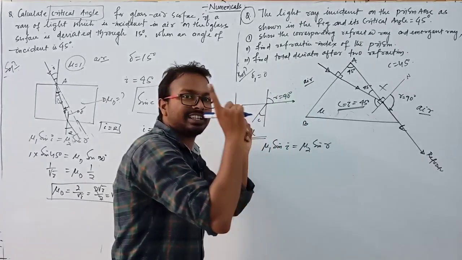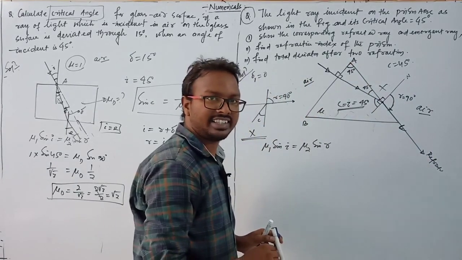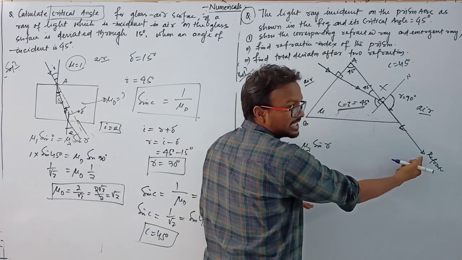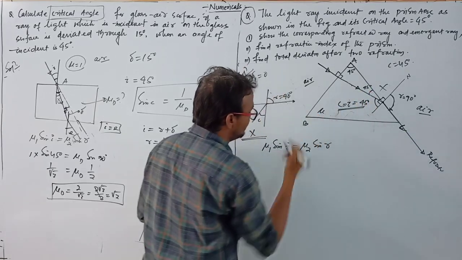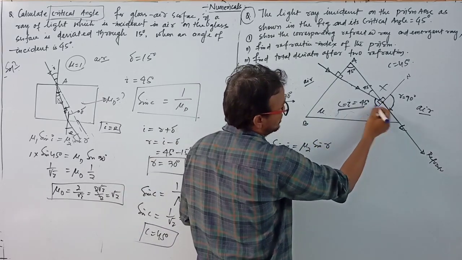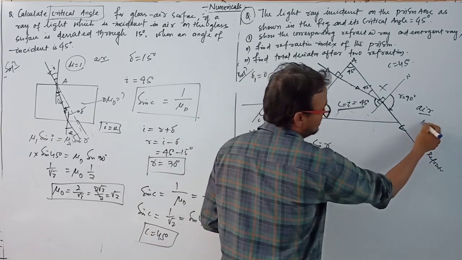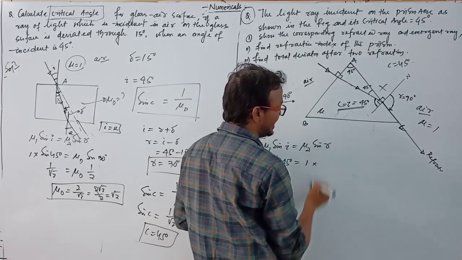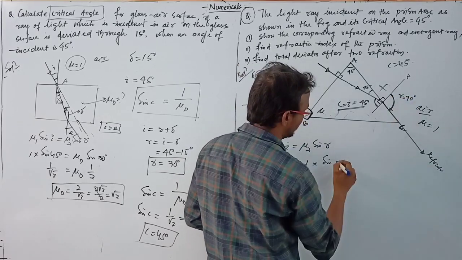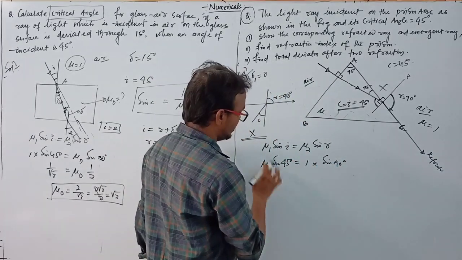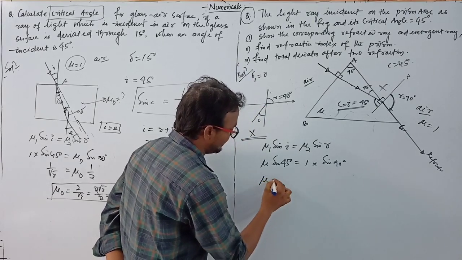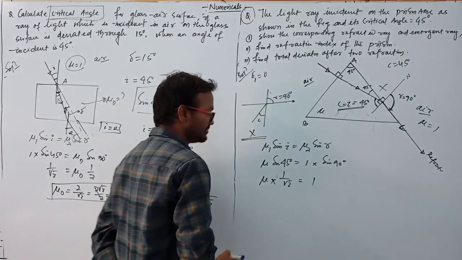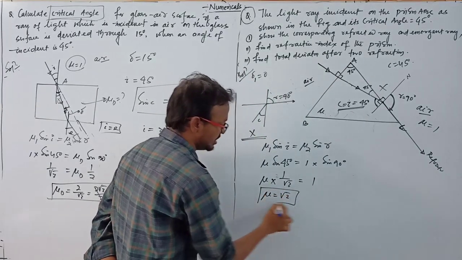What is mu1 sin i? First you have to choose one interface. Second, sin i means the incident ray travels in which medium? For this interface, this is the incident ray and this is the refracted ray. So the incident ray travels in this medium, with refractive index mu. So we can write mu into sin i, the angle of incidence, which is 45 degree, equals mu2, the air medium, with refractive index 1, into sin r, the angle of refraction, which is 90 degree. Here we have to calculate mu. Then mu times 1 by root 2 equals sin 90, whose value is 1. Now mu, the refractive index of this medium, equals root 2.